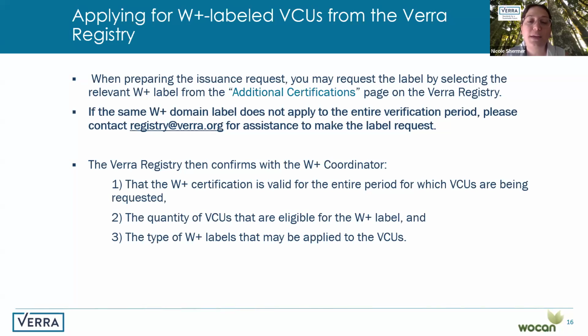But then once that request is made, the Verra registry will confirm with the W+ coordinator the eligibility criteria that I mentioned, that the W+ certification is valid for the entire period for which those VCUs are being requested. And they will also confirm the quantity and domain type of the W+ labels that are being requested, to make sure that that aligns with what has also been approved by W+.